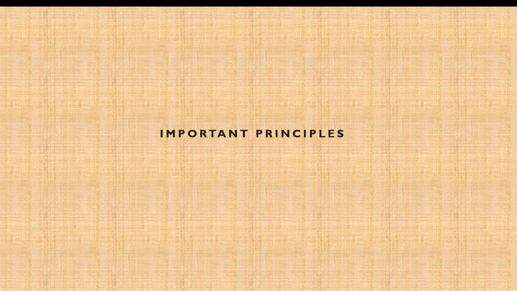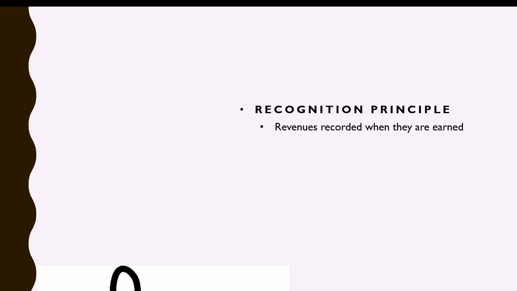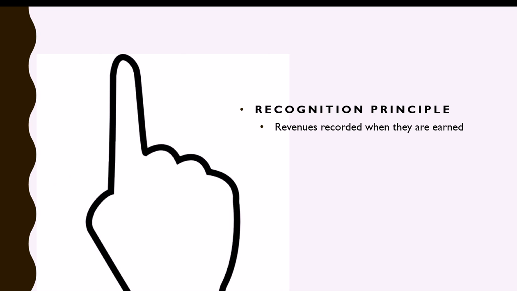We must first understand two principles that govern how we make adjustments to journal entries. Principle number 1, recognition principle. This states that revenues are recorded when they are earned. Only when we have earned the revenue do we record it, not when payment is made, rather it is when it is earned or when the service has been fulfilled.